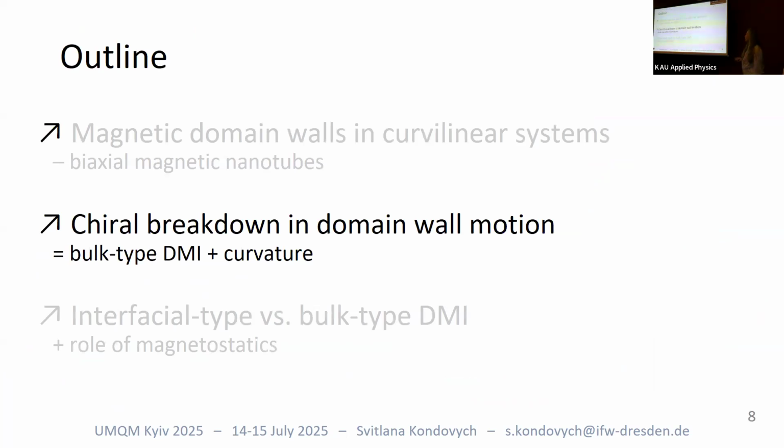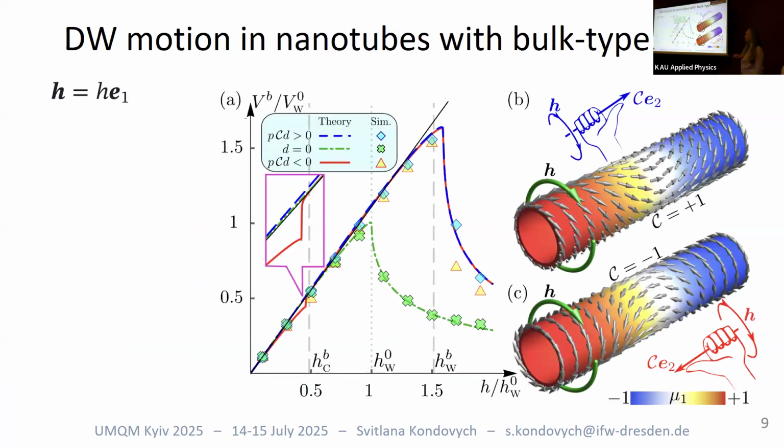So the next step is to see what happens with these domain walls in the external magnetic field. So first we consider the vortex magnetic field.